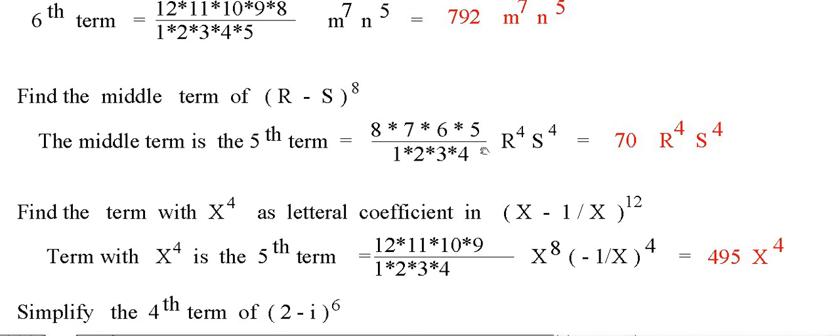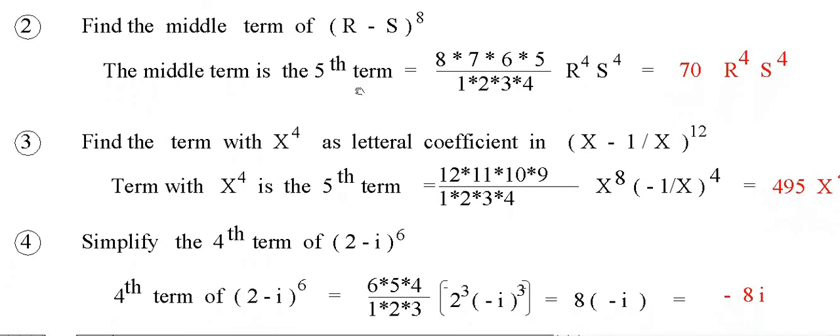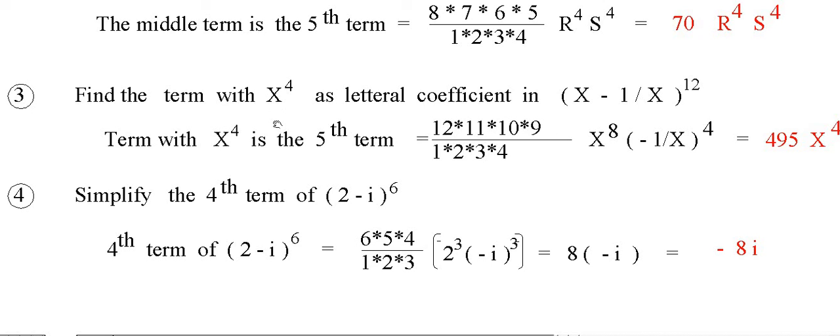Now the numerical coefficient: there are 4 factors in the numerator and 4 factors in the denominator. The numerator starts at 8, multiplied by 7, multiplied by 6, multiplied by 5. The denominator factors are 1 times 2 times 3 times 4. Simplifying this is equal to 70 r to the 4th s to the 4th. Simple as that.